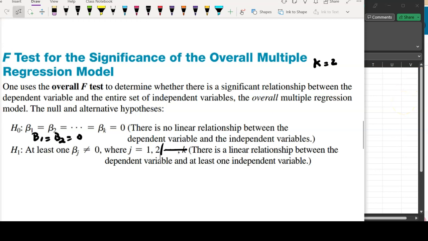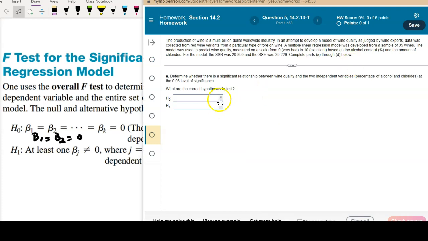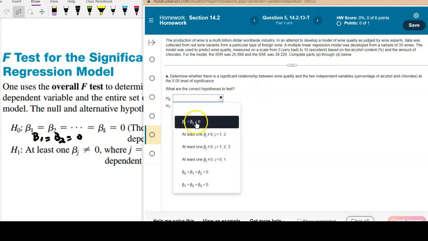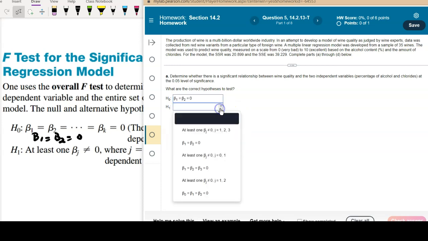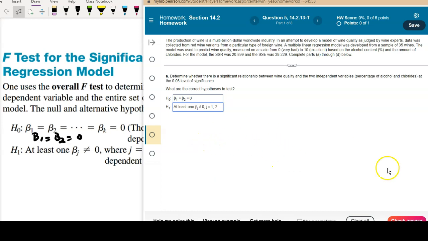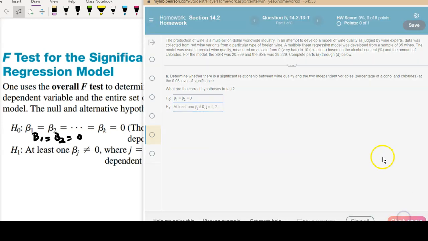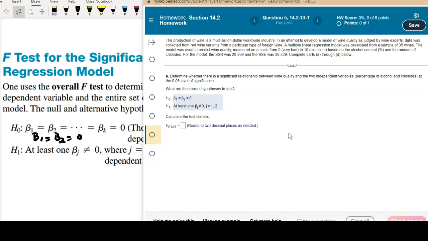Let's go back to the question. Here H0 is beta 1 equals beta 2 equals 0, and the other one is at least one of the beta j's, 1 or 2, is not 0. And this is going to be the 1. Check it. Good. All right, so the F statistic right now.